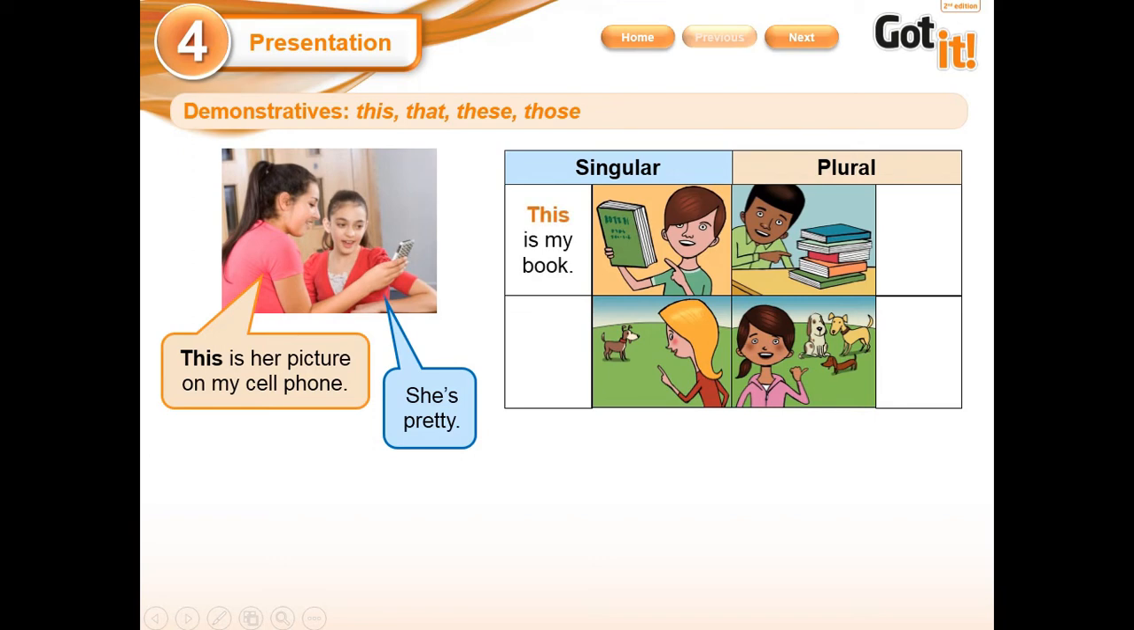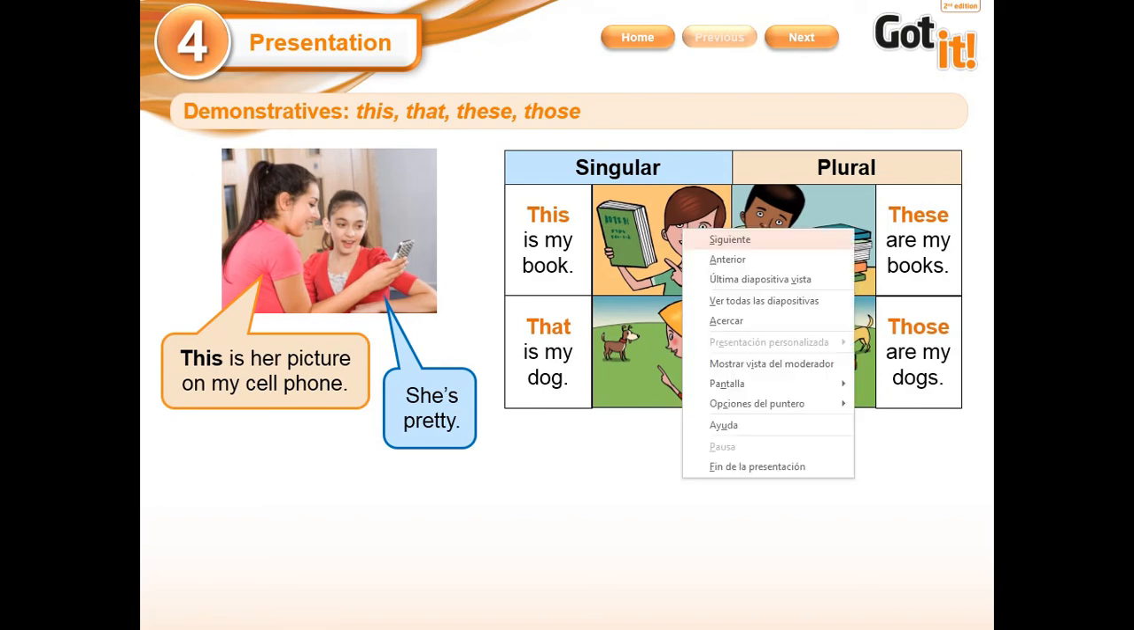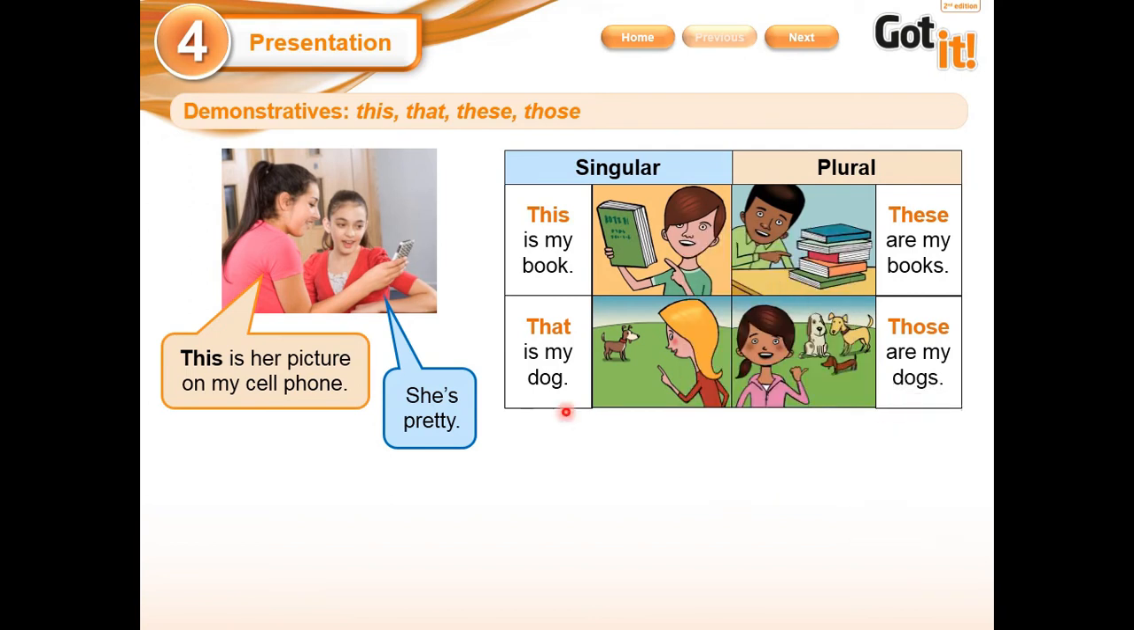In singular and in plural we have to use all of them, but in singular we have two important demonstrative adjectives that we must pay attention to. For example, this and that in singular, but in plural, these and those. Okay, so what is the difference?